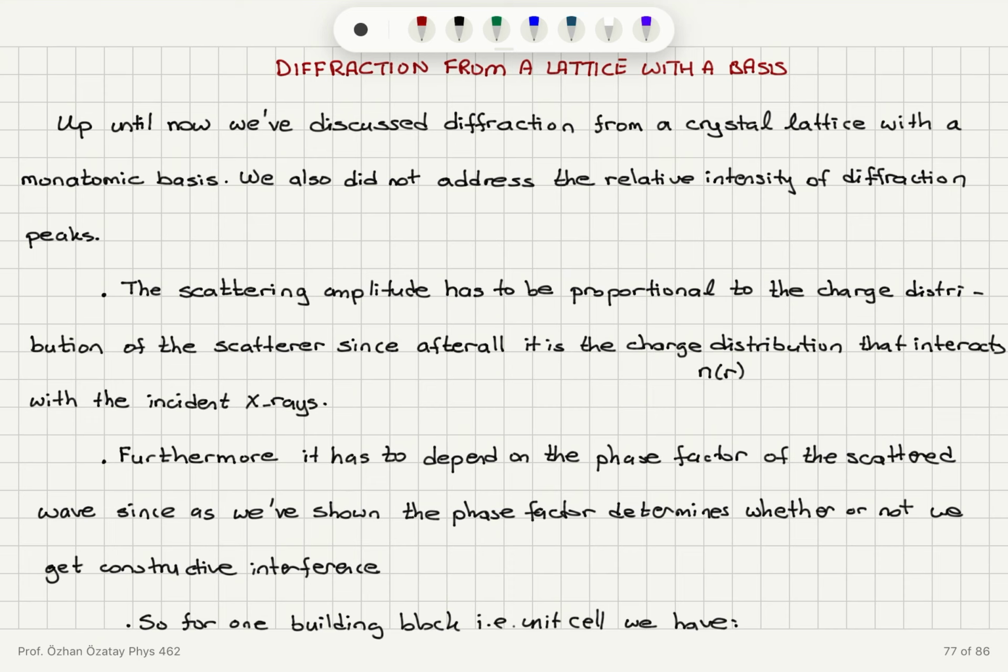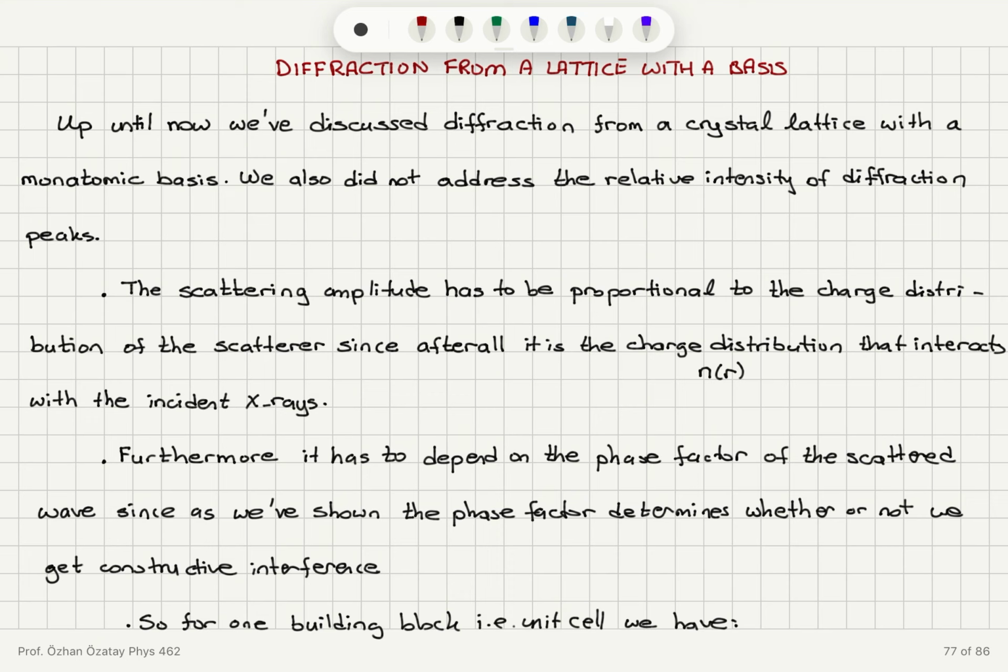Furthermore, it has to depend on the phase factor of the scattered wave, since as we have shown, the phase factor determines whether or not we get constructive interference. As you have seen in the Ewald construction, the angle determines if you will get a delta k vector which is a reciprocal lattice vector.